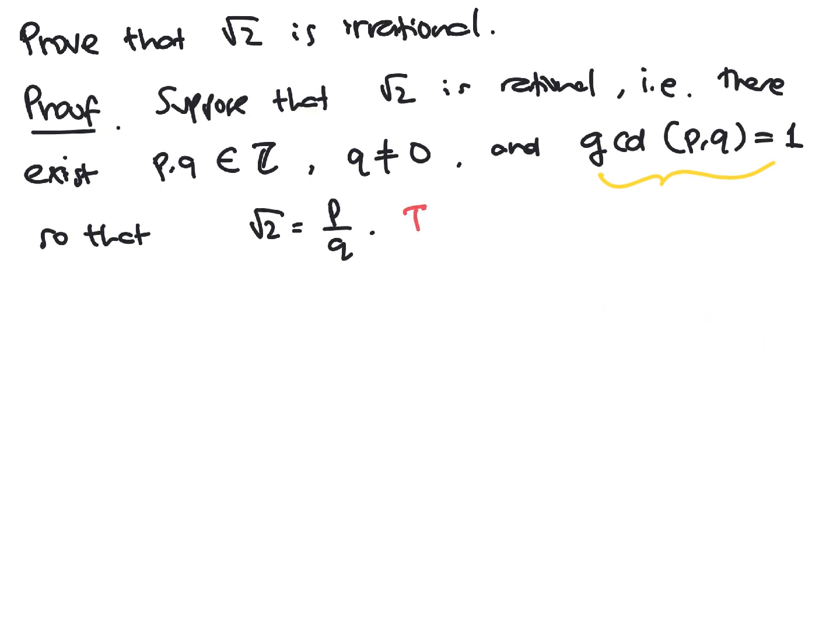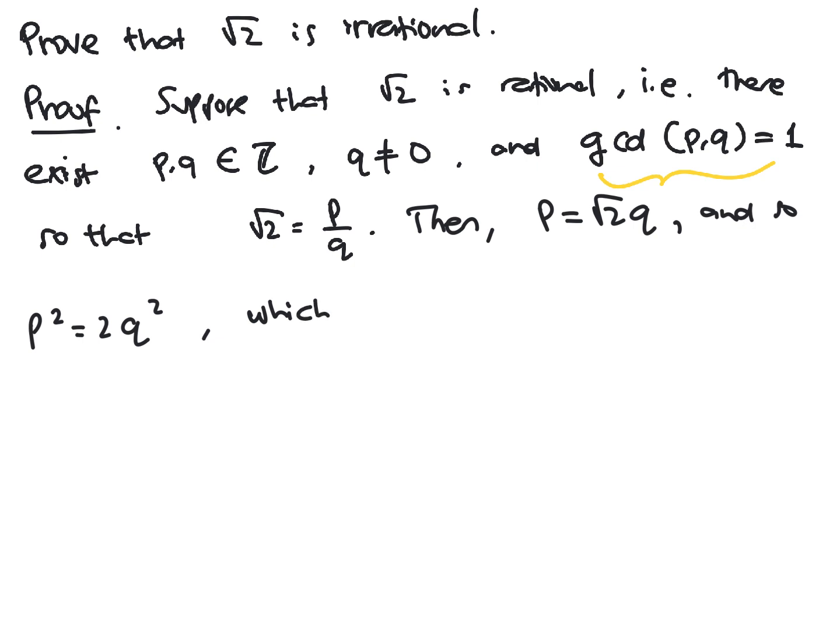Then, let's be consistent with the ink. Then P is root 2 times Q, right? Simple algebra. And so P squared is 2 times Q squared, right? Which means that P squared is even. Okay? Because P squared is even, what's happening here? So P is also even.